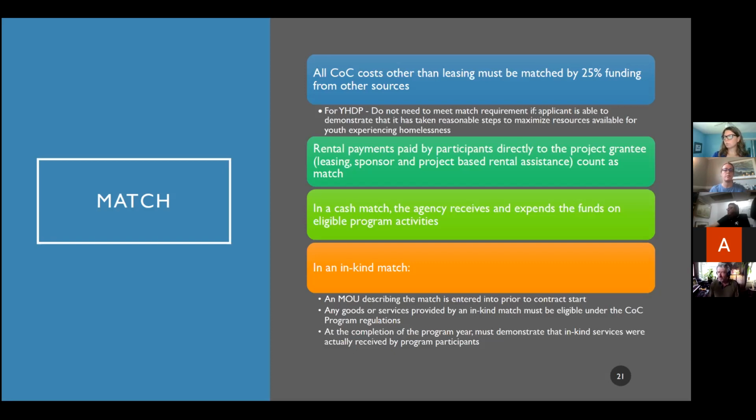And we know that if you use an in-kind match, that's certainly permissible, but it requires a fair amount more record keeping, both an MOU upfront, which you reference as an attachment to the application, as well as obviously anything that you're counting as an in-kind match must be eligible under the CoC program regulations.